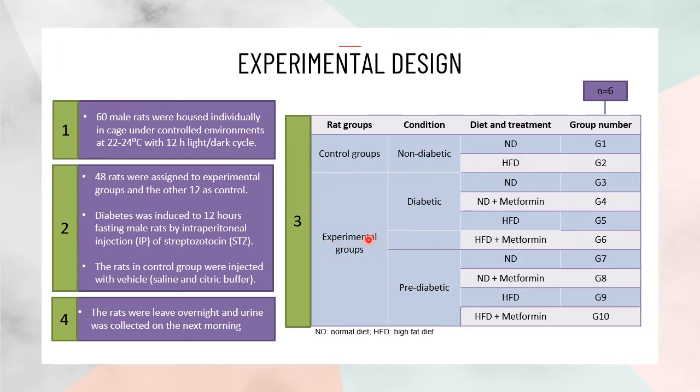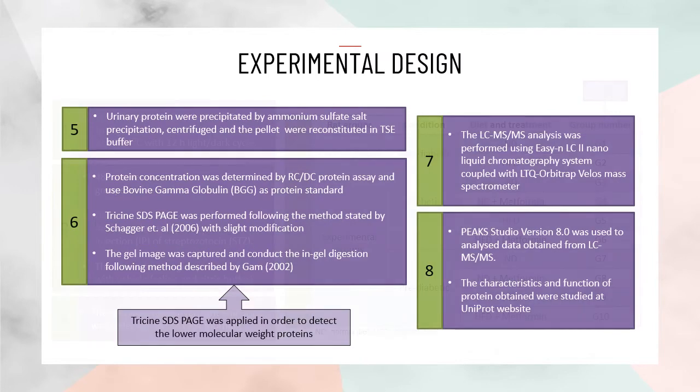The experimental groups we divided into diabetic and pre-diabetic groups. In the diet and treatment, we have normal diet plus metformin, and then also the high-fat diet followed by high-fat diet plus metformin, and this is the same for the pre-diabetic groups.